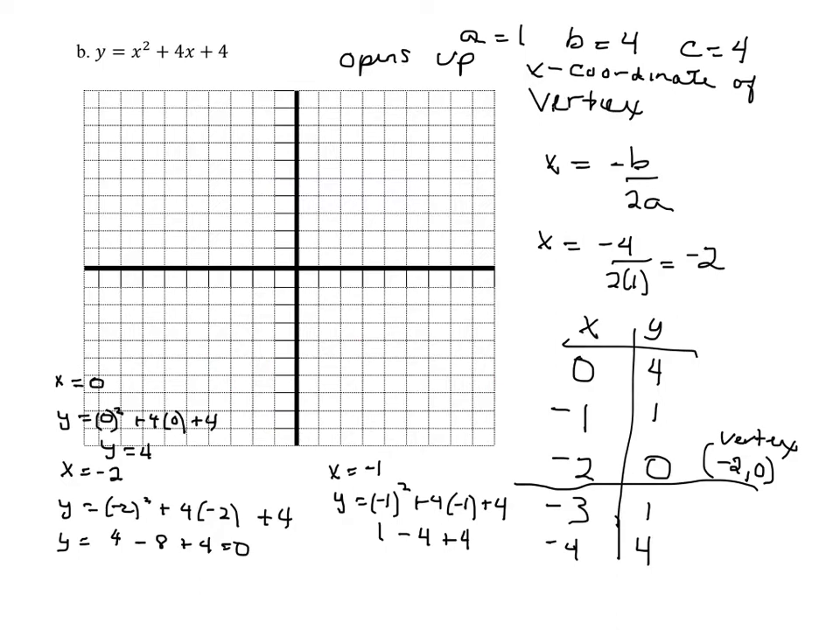Perfect. So let's graph. Label my axes, right? Graph the points. Negative 2, 0. Let's graph in blue. Good. Negative 1, 1.